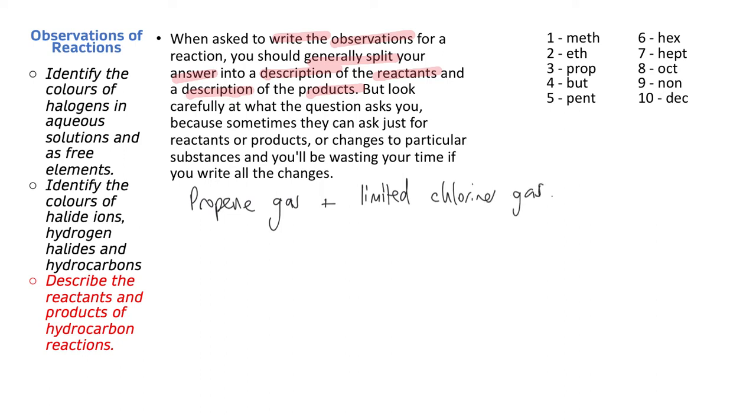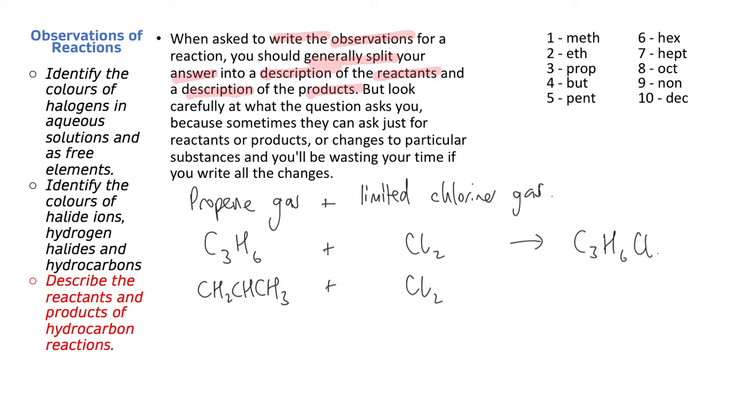Okay, so propene gas, C3H6, or you can write CH2CHCH3, plus chlorine gas, Cl2. Even in the absence of UV light, this is going to be an addition reaction because it has an alkene. And so it's going to form C3H6Cl2. Alternatively, it's going to form CH2Cl, CHCl, and CH3.